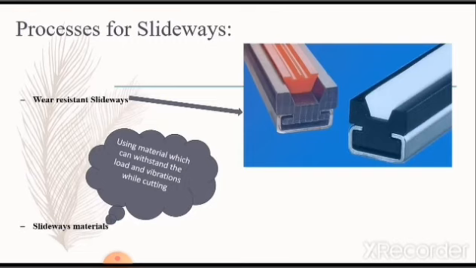Now the next is processes for slideways. This is again an important topic. You can see there are two types: the wear resistant slideways and the slideways material. In the wear resistant slideways, the slideways are already made. You can see in this image the slideways are already made, but in between we provide a material which is very resistant to wear. Or maybe we are providing a layer of the resistant material on it.